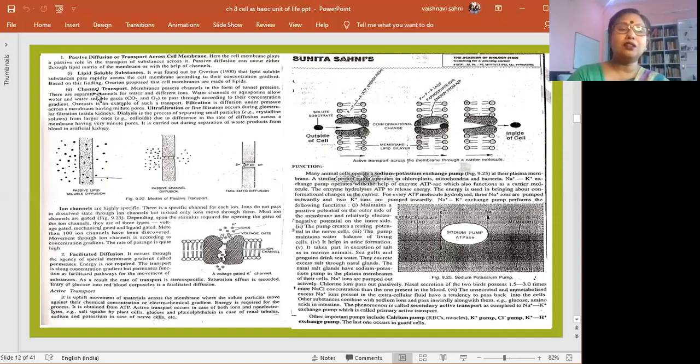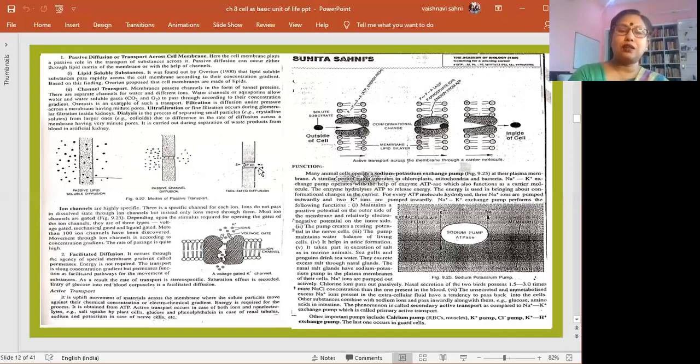There are certain channel transports where the membrane possesses certain channels in the form of tunnel proteins, and mostly water soluble substances pass through them. An example we can take is aquaporins. Filtration, ultrafiltration and dialysis are all good examples. But if a specific path along with some guarded substance is there, then it is facilitated. So these two are again that only.